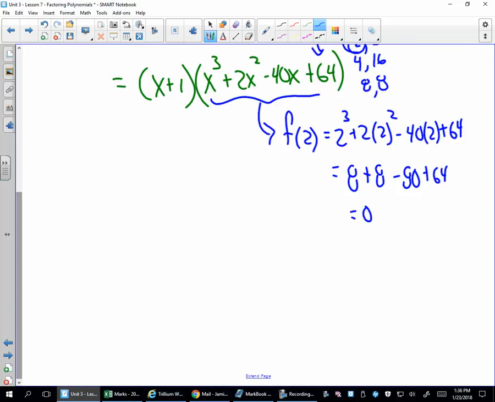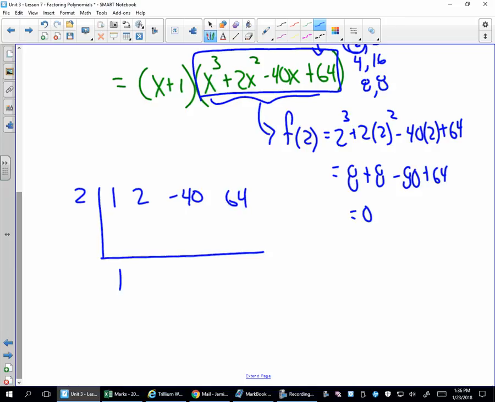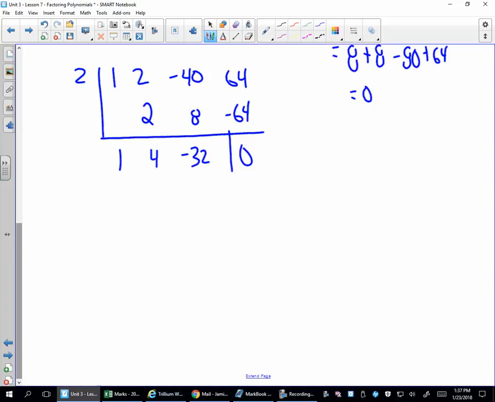So I can do my synthetic division just on this part. So my number was a 2. The coefficients of that part are those. Let's do synthetic division. 2 times 1 is 2. Add them up, I get 4. 8, add them up, I get negative 32. Negative 64, perfect. Okay, so I'm going back to my question.